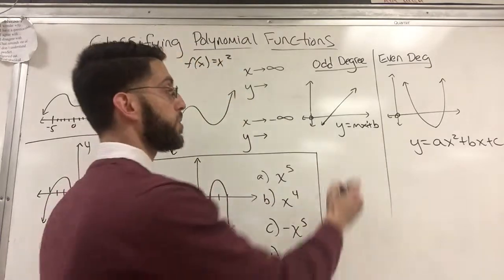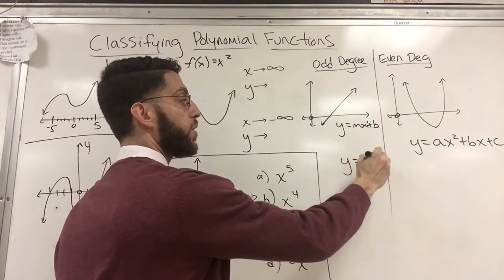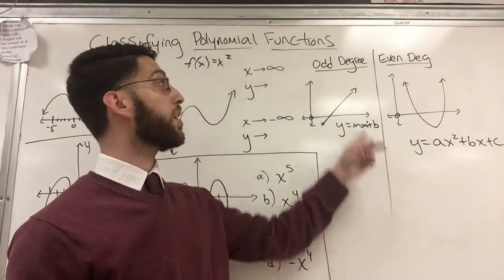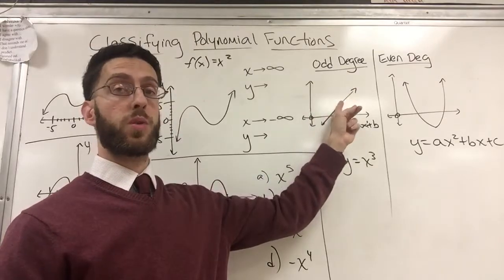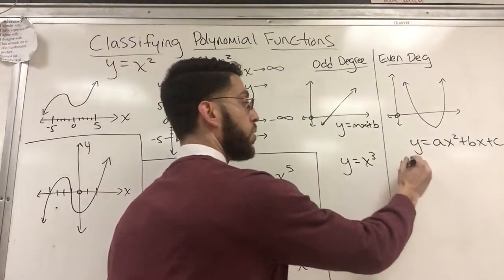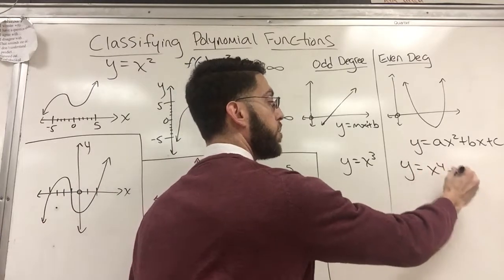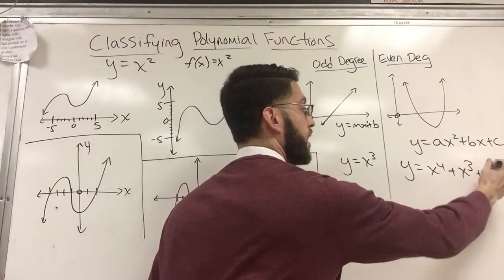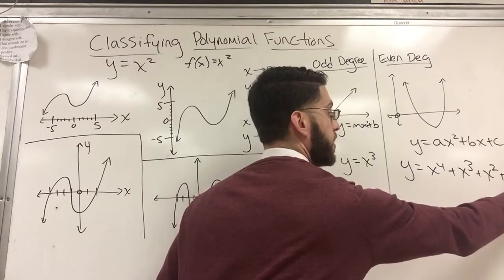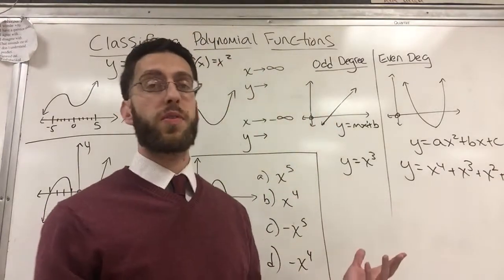If I gave you something like y equals x to the third, that's a third degree, but guess what? 3 is an odd number, and it behaves the same as this one, and I'll explain what I mean by how it behaves in a second. What if I went here and wrote y equals x to the fourth plus x to the third plus x squared plus 5x plus or minus 9? That's some crazy function, right?